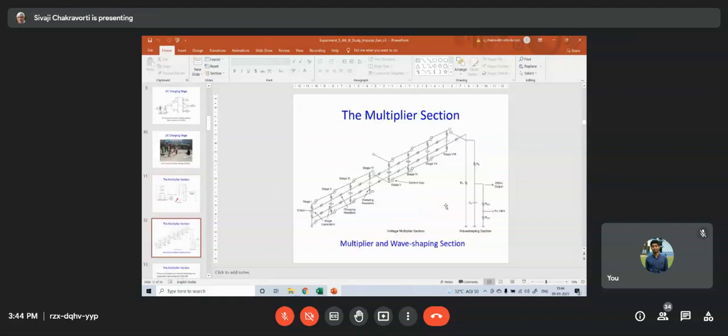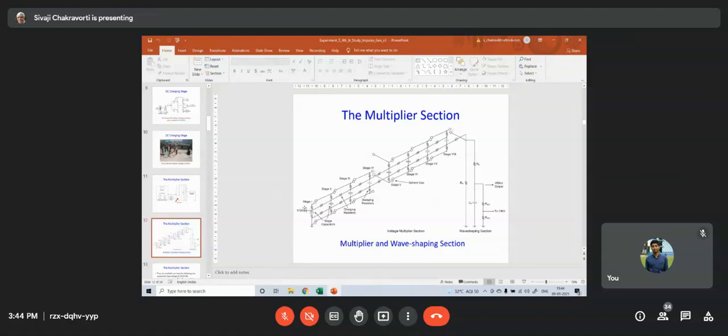Then move on to the multiplier section. As you can see, exactly this circuit, probably I have explained in my class. There are 8 capacitors here, because it's an 8-stage impulse generator. So you can see here, 1, 2, 3, up to 8. Now all these capacitors are charged in parallel. Here you can see 175 kV. This is the DC input.